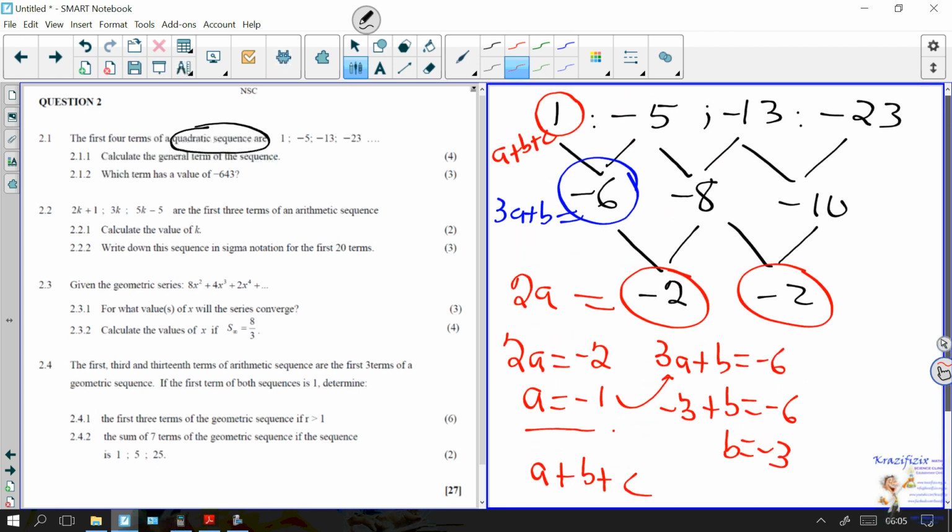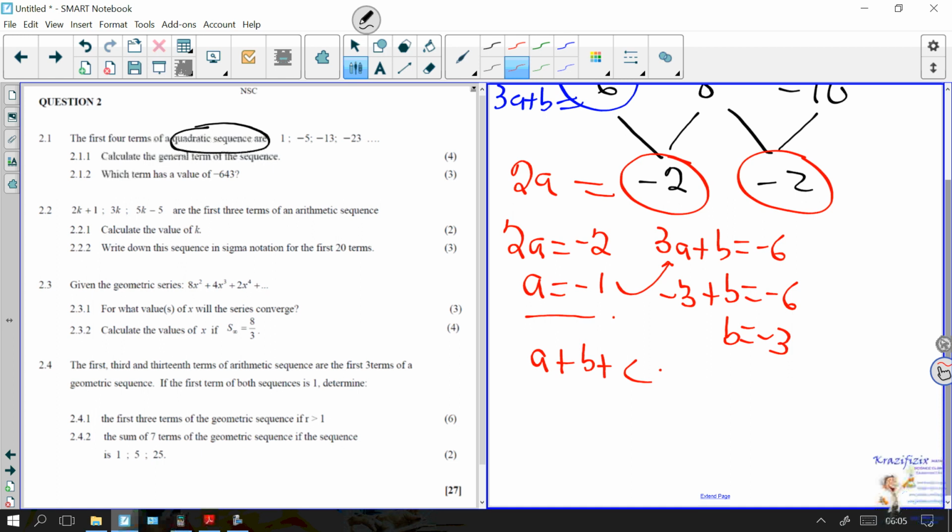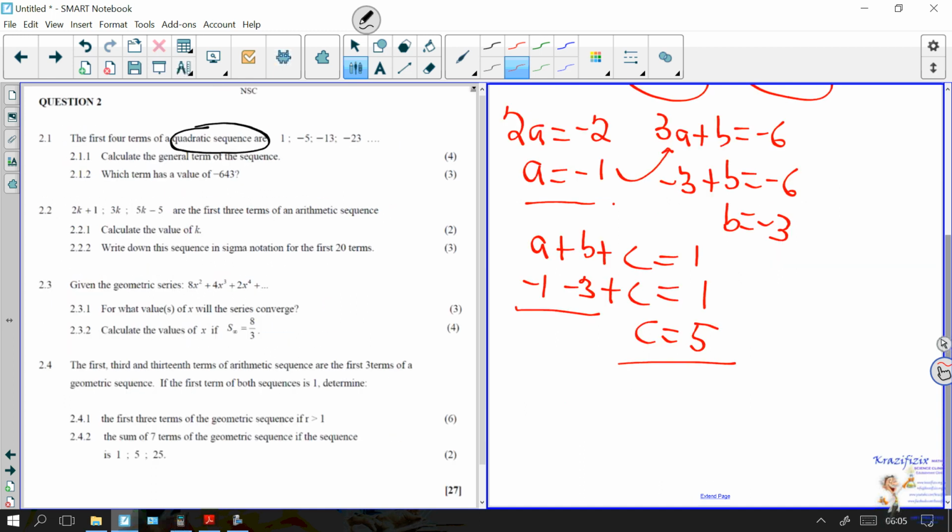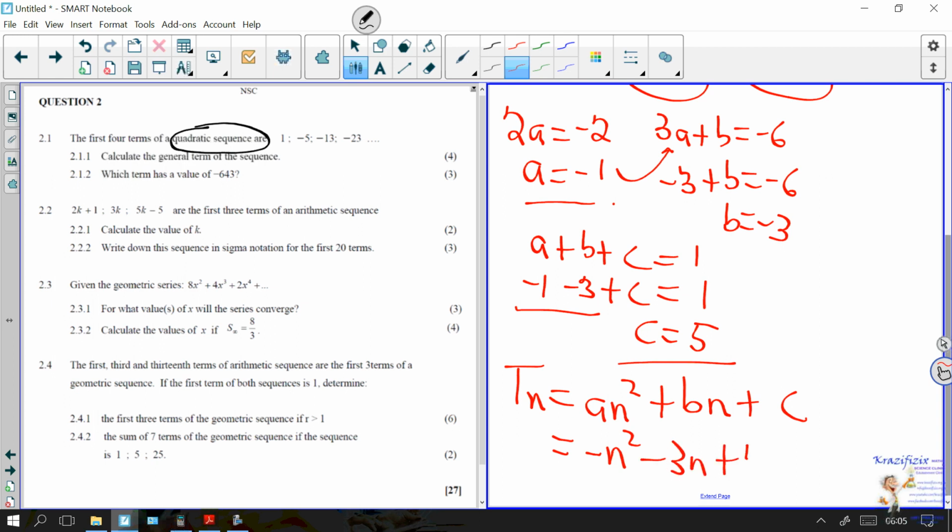All right. And then my a plus b plus c. Remember, let's go back. It's the first term, 1. What is my a? Negative 1, negative 3, plus c equals 1. This would give me negative 4. Moving over to that side, positive, c becomes what? 5. Now, what's my general Tn equals an squared plus bn plus c. What is my a? My a is negative 1, so I have negative n squared, plus my b is negative 3, so negative 3n, and then my c is positive what? 5.